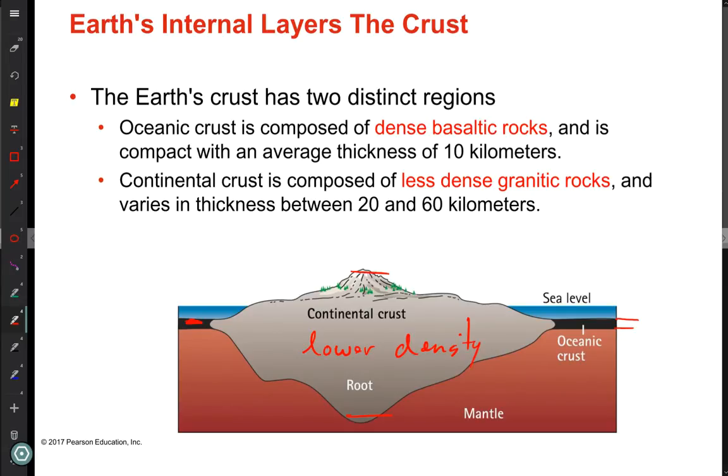So you have the lower density continental crust and the higher density oceanic crust. And then, of course, you have water on top of the oceanic crust that's helping to give it more load as well.